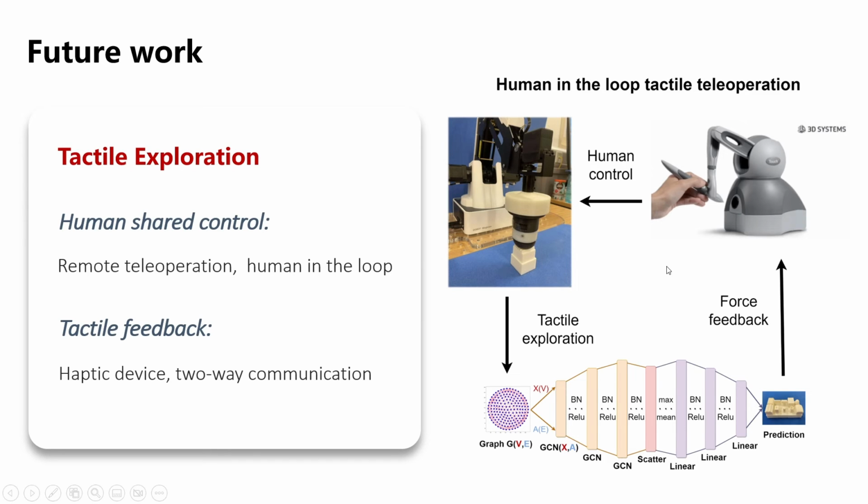In the future, we would like to apply our method on real tasks, for example, tactile exploration, and we hope to combine the system with remote teleoperation based on a haptic device. We hope the operator uses the haptic device to control the robot to explore the environment. And once the tactile sensor contacts the object, the neural network can provide the prediction, and this prediction can be transferred by the force or the torque by the haptic device, so that the operator can receive that feedback just on their hand. It's quite promising.